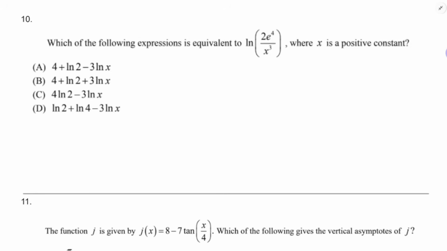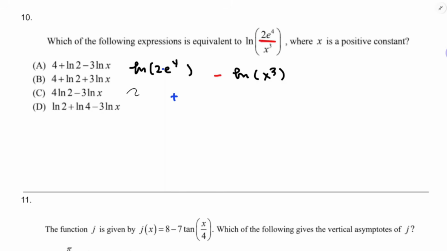Which of these is equivalent when x is a positive number? Okay, so we're going to undo all the log properties. Okay, so division, I see that division right here. That's something I'm going to be able to manipulate. It's going to be a difference of 2 logs. So I'm going to have natural log of 2e to the 4 minus natural log of x to the 3. Okay, then I might point out that these two things are connected with multiplication. So there's going to be addition there. And I'm going to say that, okay, that's natural log of 2 plus natural log of e to the 4.